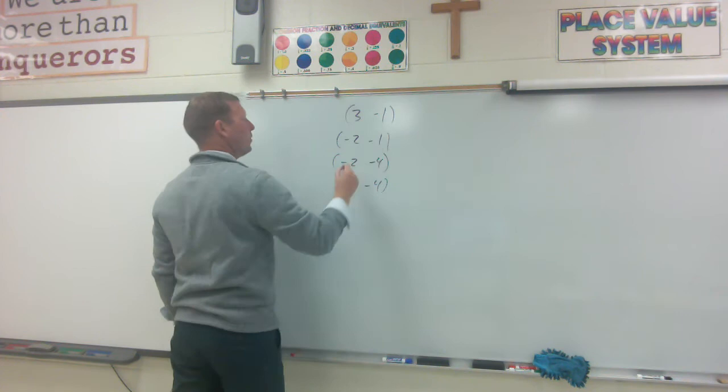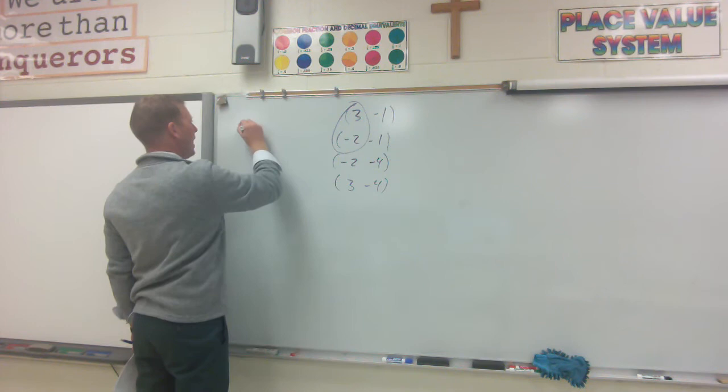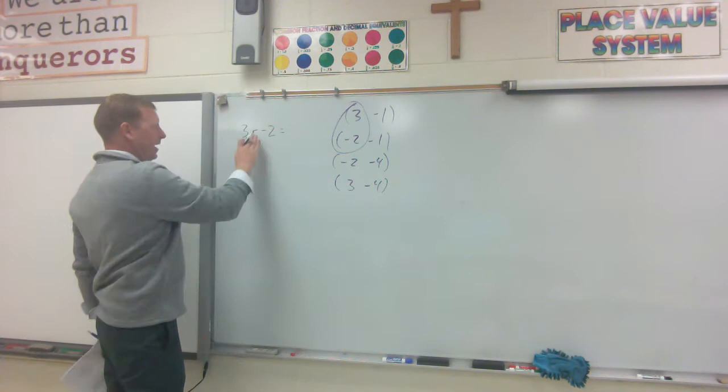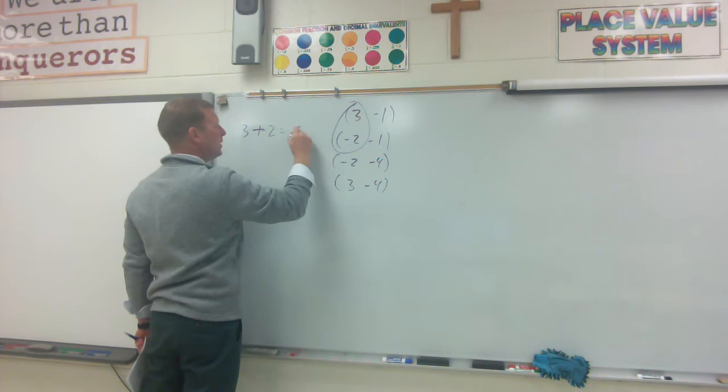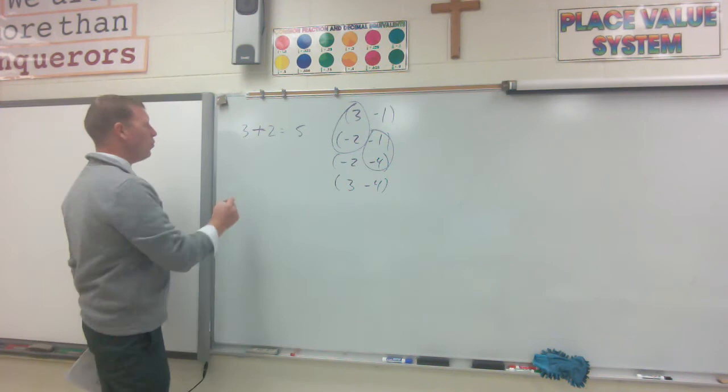Now what I'm going to do is I'm going to take the two x's that are different. So I have 3 and negative 2. And my problem looks like this. 3 minus negative 2 equals. I stacked up two negative signs. Two negatives make a positive. So 3 plus 2 is 5. Now I take these things that are different. It's negative 4 minus 1.